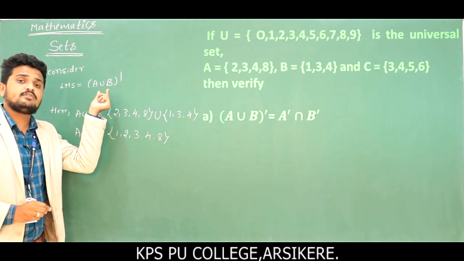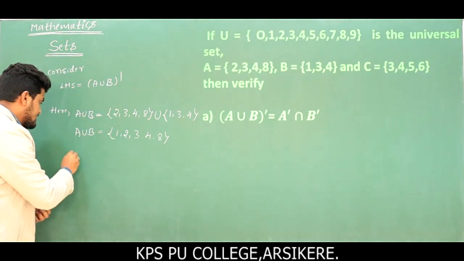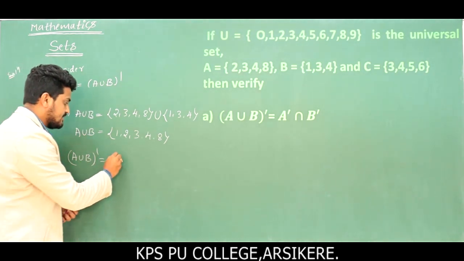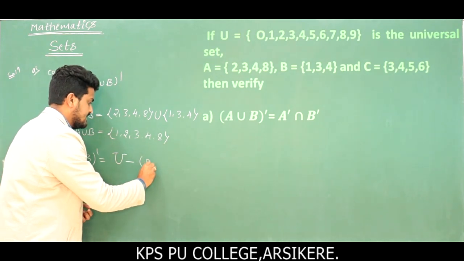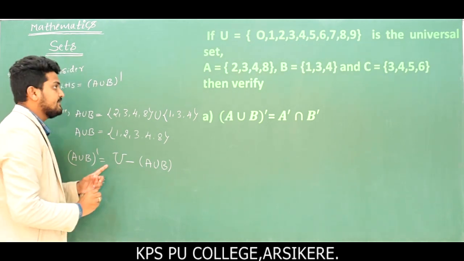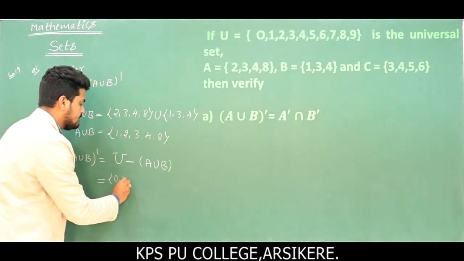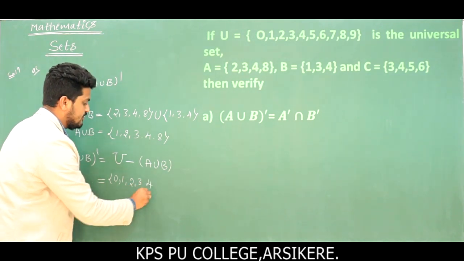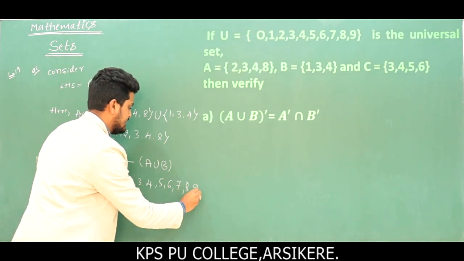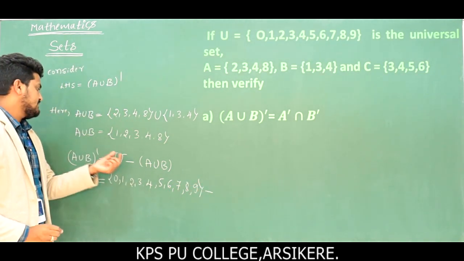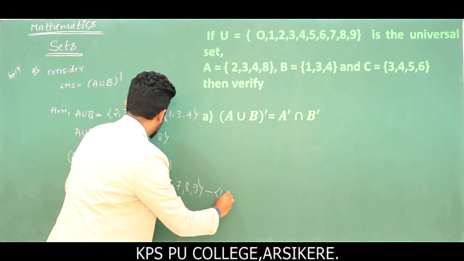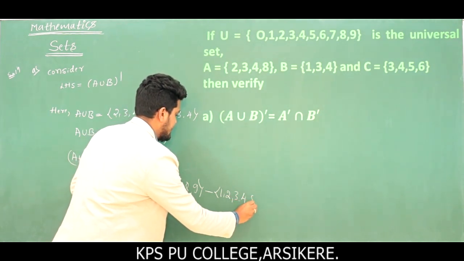But what do I want to find? A union B whole complement. A union B whole complement is equal to what? By using the formula, universal set minus A union B. The universal set is already given: 0, 1, 2, 3, 4, 5, 6, 7, 8, 9 minus A union B. We already found A union B value, right? 1, 2, 3, 4, 8.